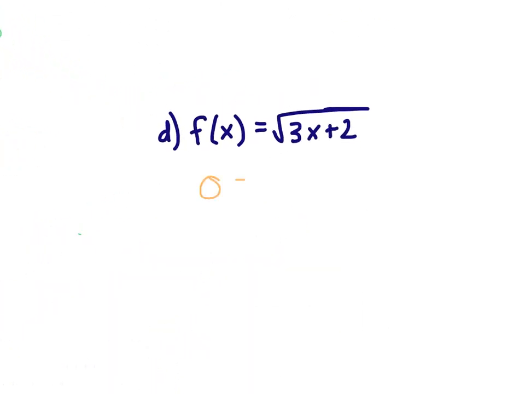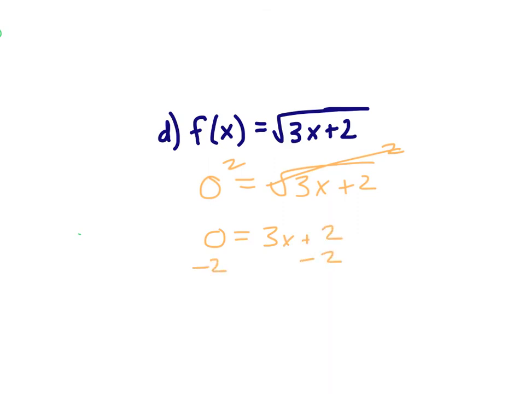So here, to find the zeros, we change our f of x to be 0. So 0 is equal to the square root of 3x plus 2. To get rid of the square root, we're going to square both sides of our equation. 0 squared is just 0. And it cancels out on the right side, so we have 3x plus 2.